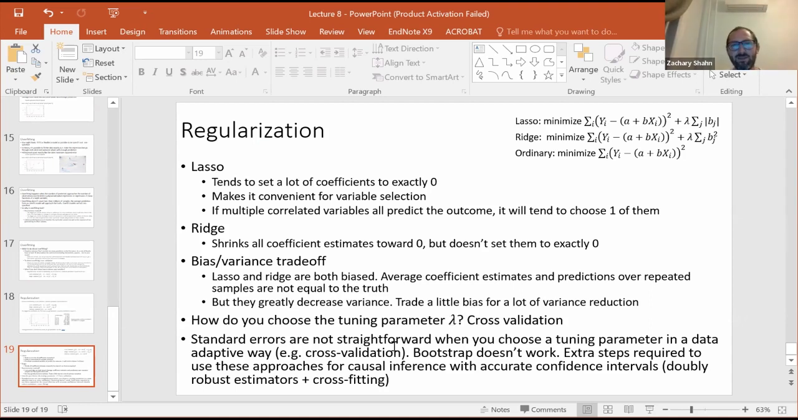A drawback of this approach is that standard errors are not straightforward. When you choose a tuning parameter using cross-validation, it's called a data adaptive estimator. It means you use cross-validation to decide what's the best tuning parameter. It makes it not straightforward to compute standard errors for the coefficients or the predictions, and bootstrap doesn't technically work anymore either. So often this is more used for prediction when really what you care about is just making the best possible predictions and not so much quantifying uncertainty.